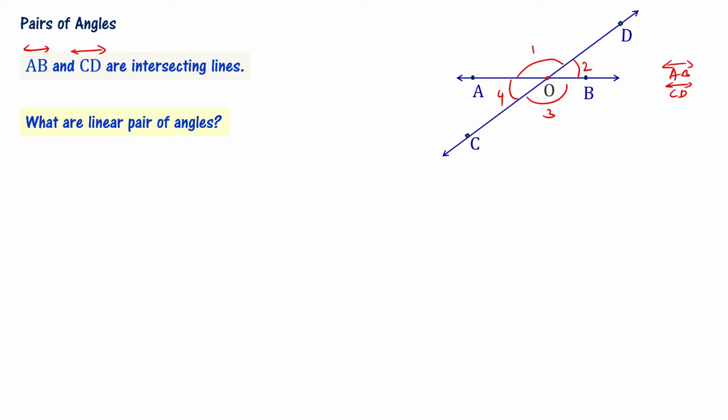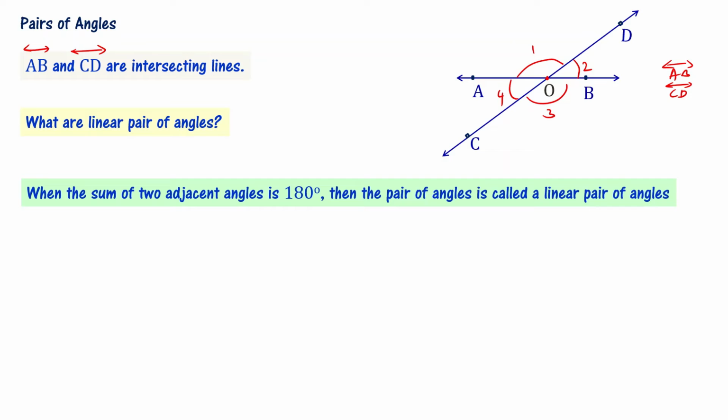To answer that, you should recall that when the sum of two adjacent angles is 180 degrees, then the pair of angles is called a linear pair of angles, right? Based on this, we can find what are the linear pair of angles.